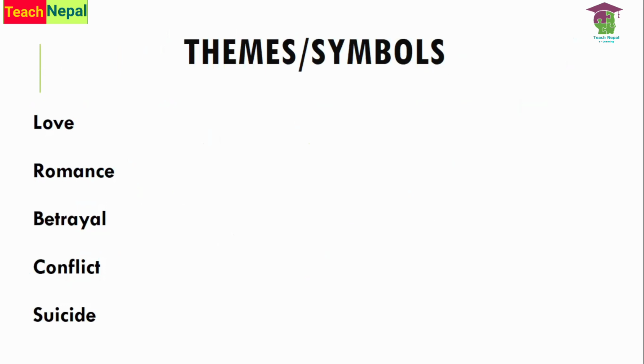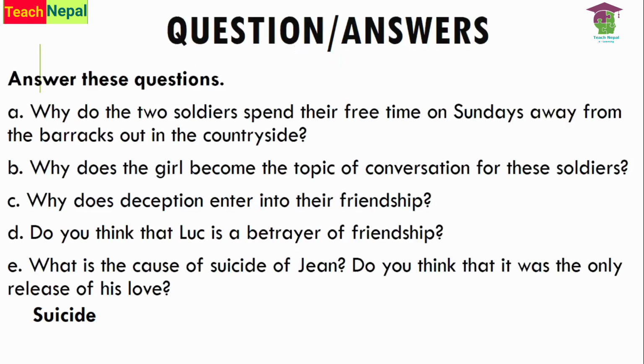Love, we could see the love of the two soldiers towards the girl, romance between Luke and the milkmaid, betrayal as Jean thought that he was betrayed by his friend Luke, and conflict, there is mental conflict because Jean was mentally distraught because of the betrayal of his friend according to him, and at last suicide as Jean committed suicide after he was unable to tolerate the things that were happening in his life. So this is all about the story.